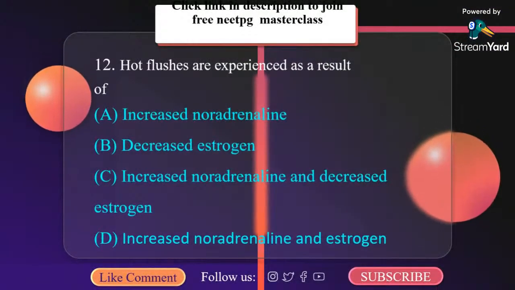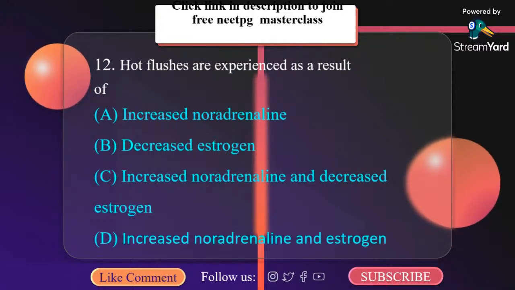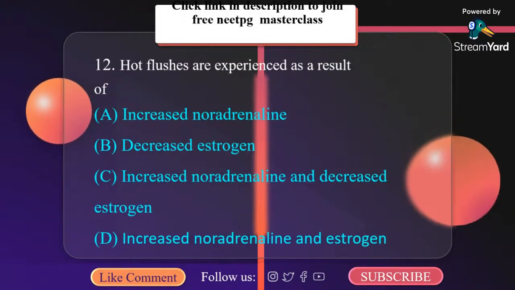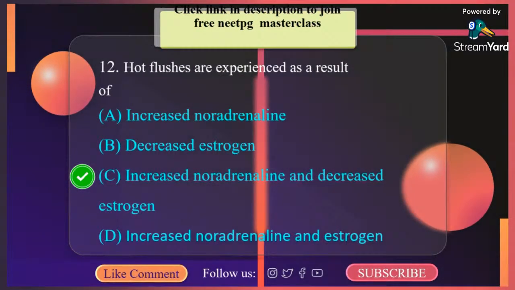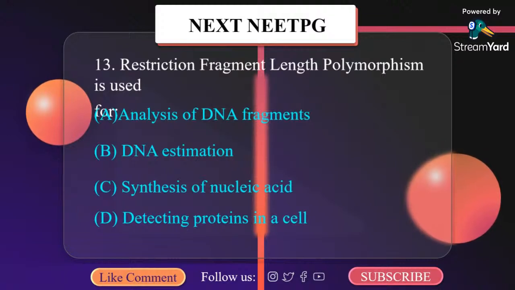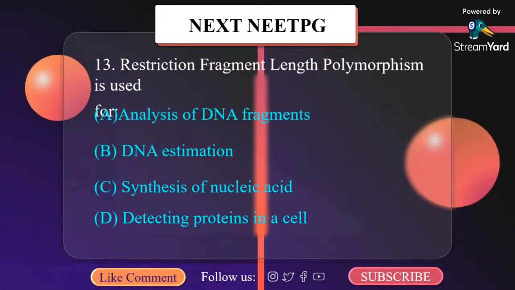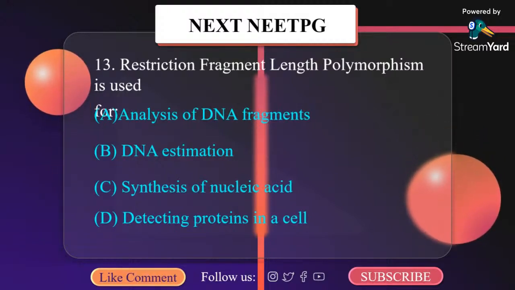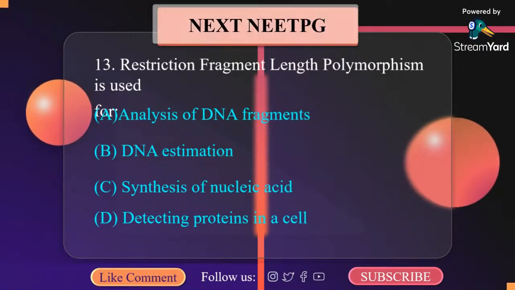Hot flushes are experienced as a result of A. Increased noradrenaline, B. Decreased estrogen, C. Increased noradrenaline and decreased estrogen. So the correct answer here is increased noradrenaline and decreased estrogen. Restriction fragment length polymorphism is used for A. Analysis of DNA fragments, B. DNA estimation, C. Synthesis of nucleic acid, D. Detecting protein in a cell. It is analysis of DNA fragments. So the correct answer here is A.